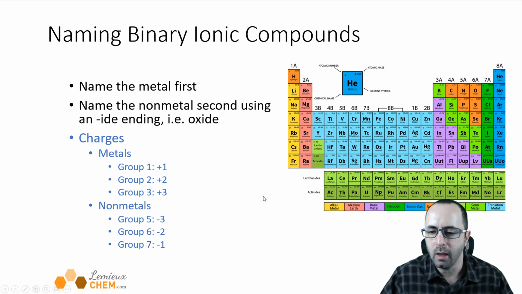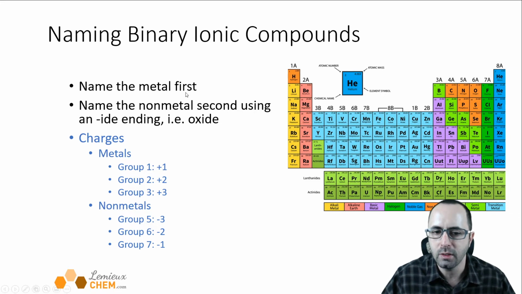Naming binary ionic compounds. In ionic compounds, we do not use prefixes. There will be no prefixes in ionic compounds, only covalent compounds. We'll name the metal first, and then the nonmetal next, and we're going to use ide because the nonmetal is going to be a negative ion with only 1 atom in it. And so its ion name will end with ide.